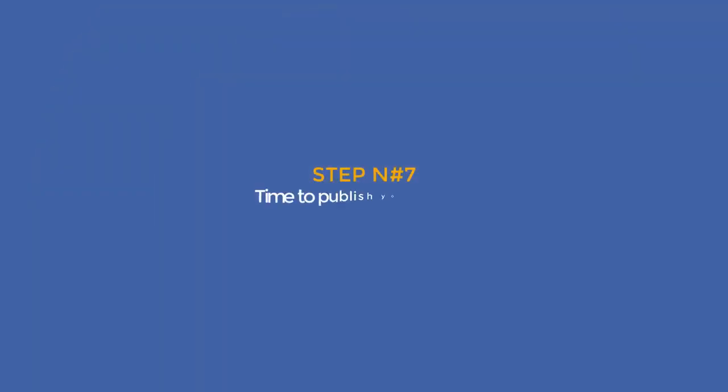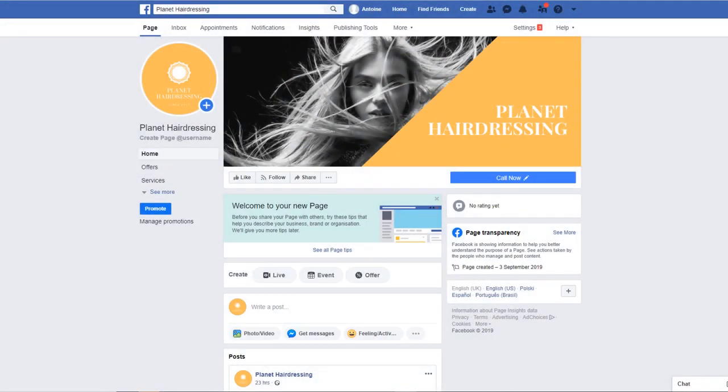Step number 7. Time to publish your first post. Your page is now all ready to go. It's now time to start making the most of it and publish a few posts. But before you do that, remember, at the beginning of this tutorial we made this page private, so it's time to make it available to the world.